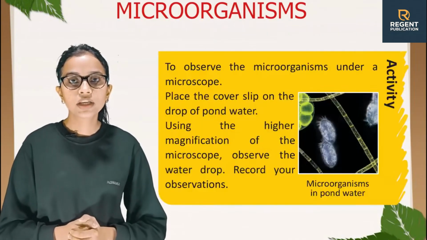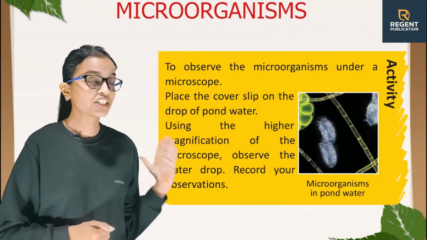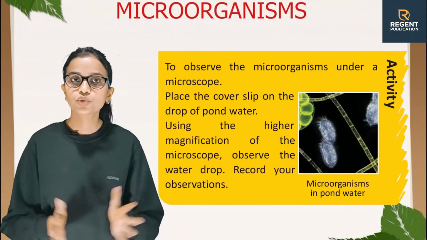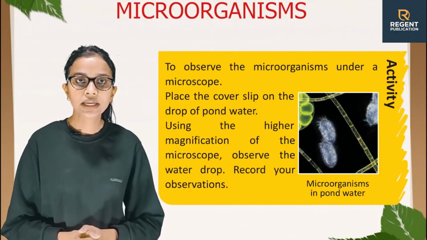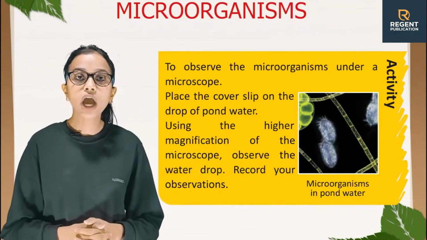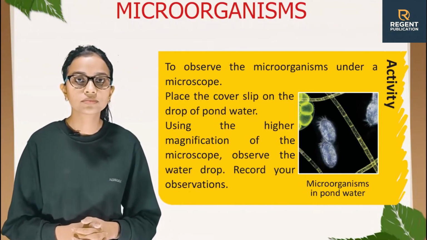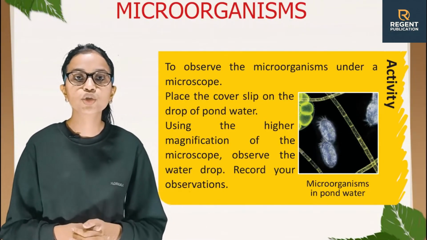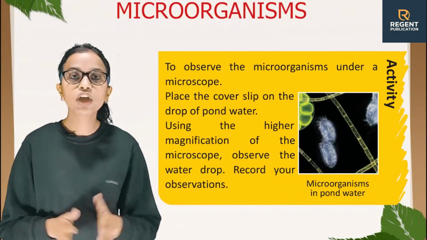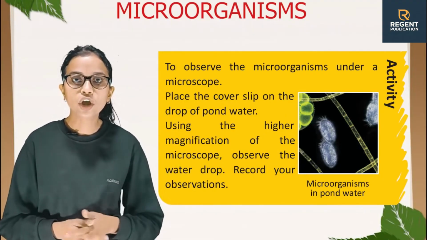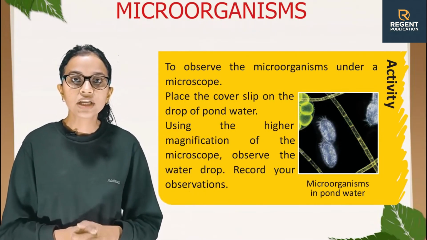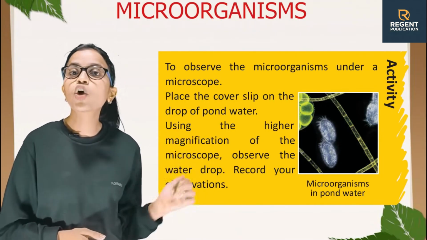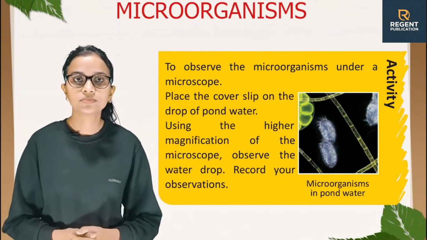So children, it's time to see an activity. To observe the microorganisms under a microscope, place the cover slip on the drop of pond water. Using the higher magnification of the microscope, observe the water drop. Record your observations. So, in this activity, this picture is showing microorganisms in pond water.